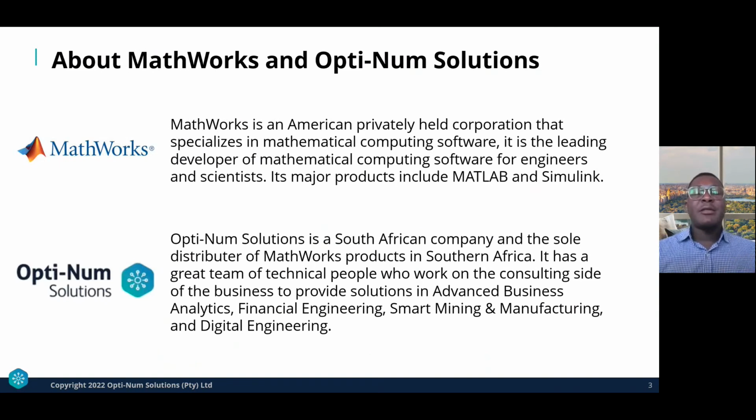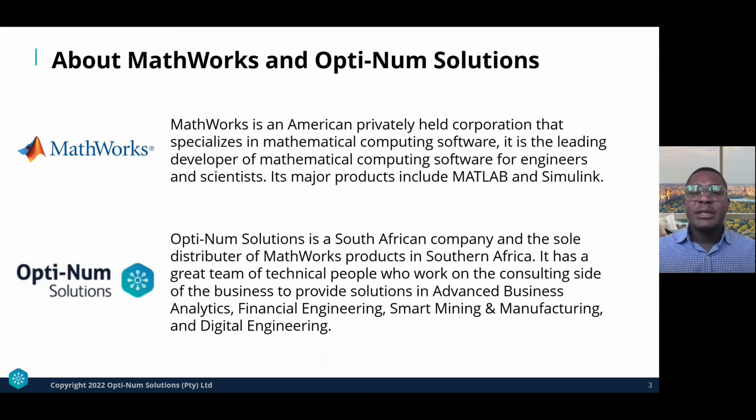So about MathWorks and Opti-Num and how the two companies are related, we as Opti-Num Solutions are the sole distributors of MathWorks products in Southern Africa. And MathWorks is an American company whose major products include the mathematical computing software MATLAB, as well as Simulink, the MATLAB-based graphical programming environment for modeling. And this is how the two companies are related.